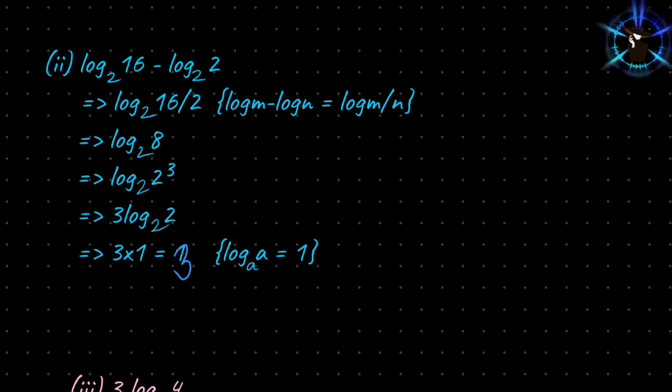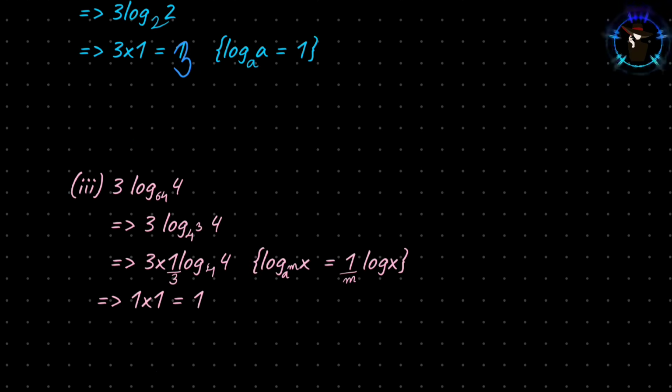Typo mistake. Sorry for that. Now, 3 log 4 with the base 64. Now, base 64 can be turned into 4 cube. 4 into 4 into 4 turns 64. Let's send this 3 here. It goes in the form of division. 1 by 3. Power goes to the division. 3 into 1 by 3. Log 4 base 4. 3 cancel, remaining 1. Then log 4 with the base 4 again turns into 1. 1 into 1 is 1.